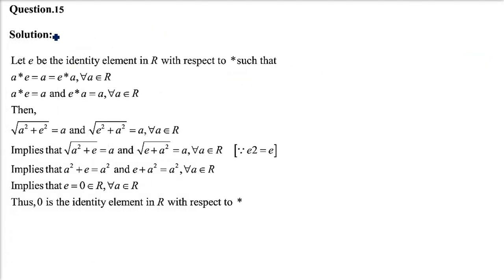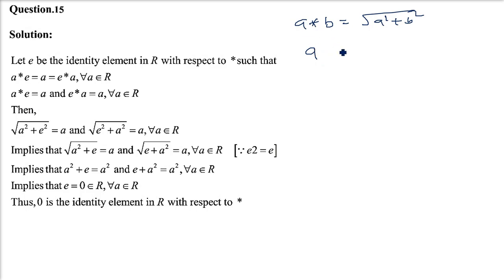Next question is, a binary operation star is defined on the set R of all real numbers by the rule a star b equals under root a square plus b square, for all a and b belonging to capital R. Write the identity element for star on R. So identity element is what?